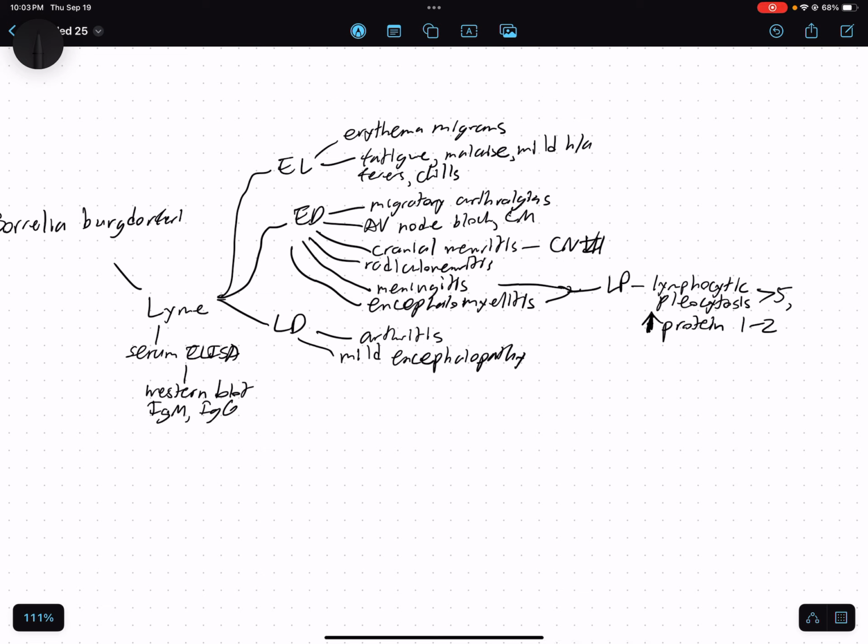And of course, you're going to send off anti-Borrelia burgdorferi antibodies from the CSF, and there's also cross-reactivity between syphilis and Lyme, so you might send off a VDRL as well. In terms of imaging for meningitis and encephalomyelitis, you're probably going to want an MRI brain with gad. For encephalomyelitis, you can see multifocal intraparenchymal lesions, and with cranial neuritis, you can also expect to see enhancement of the cranial nerve that's affected.